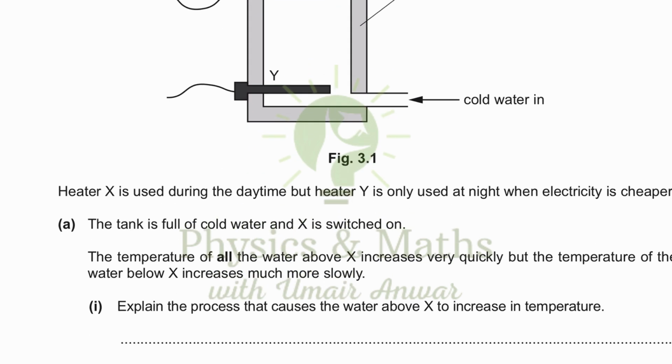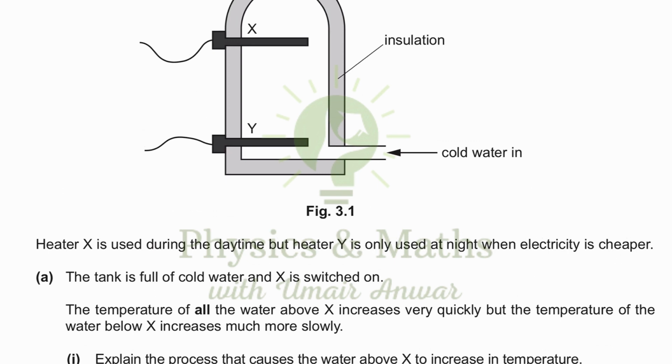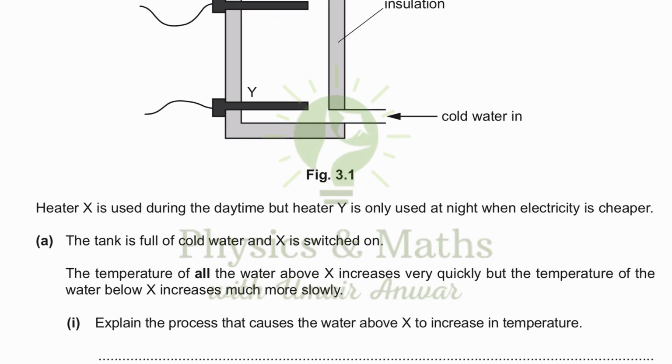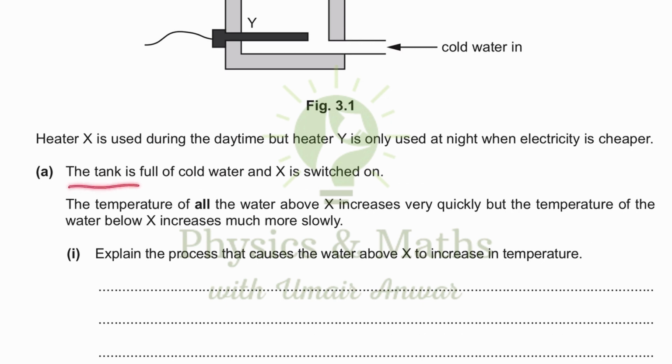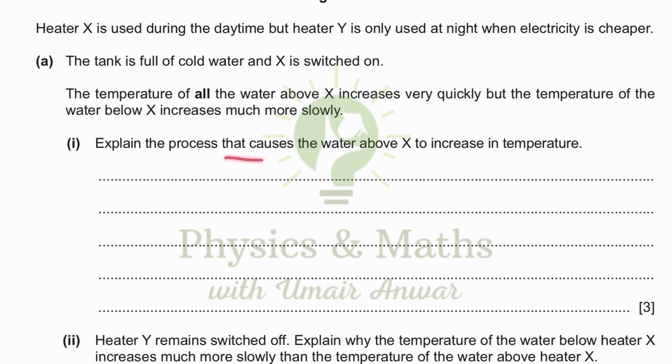Heater X is used during the daytime, but heater Y is only used at night when electricity is cheaper. So normally heater X is being used in the daytime, and heater Y is only used when it is needed at night when the electricity is cheaper. The tank is full of cold water and X is switched on. The temperature of all the water above X increases very quickly, but the temperature of the water below X increases much more slowly. Explain the process that causes the water above X to increase in temperature.